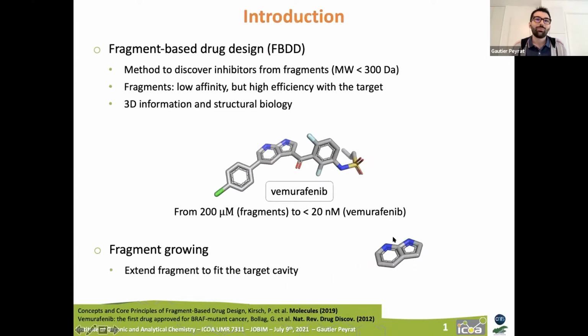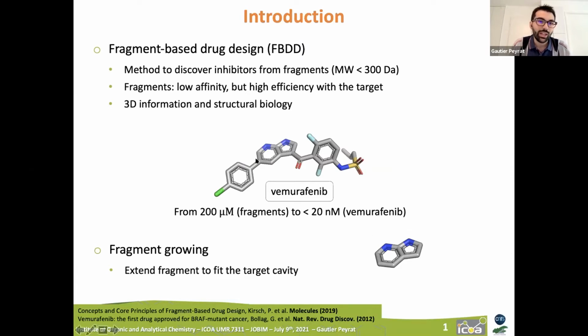So what is fragment-based drug design? It is a method to discover inhibitors by using fragments, which are small molecules with molecular weights lower than 300 Daltons. Fragments have a low affinity but a high efficiency with their targets, and three-dimensional information and structural biology are essential to perform a good fragment-based drug design.